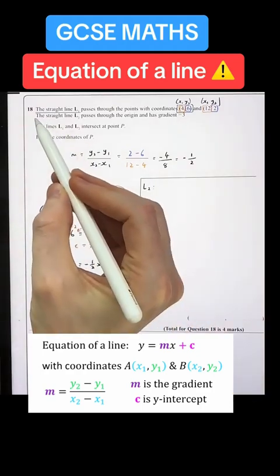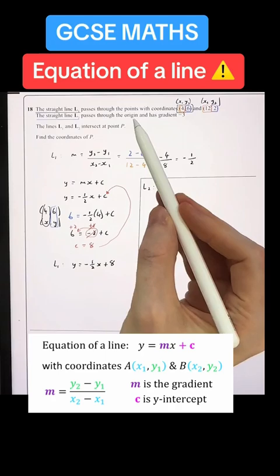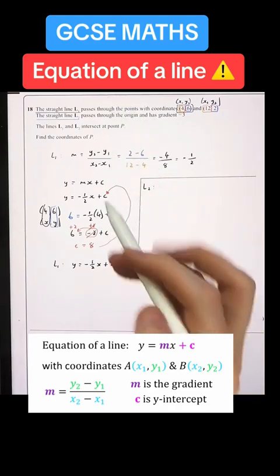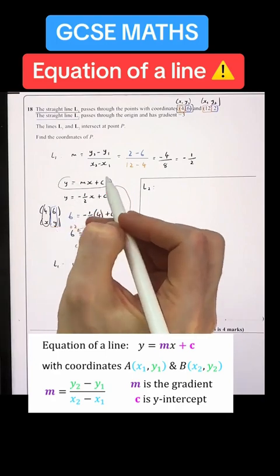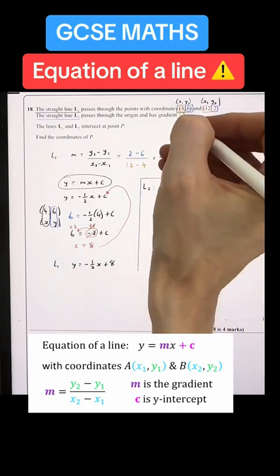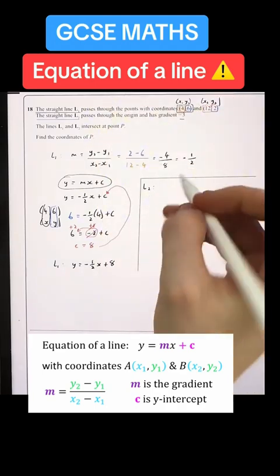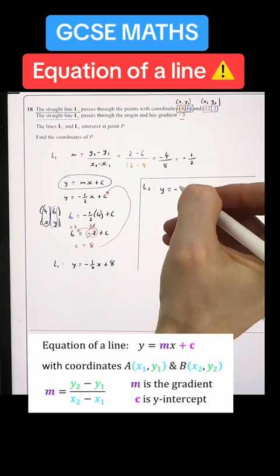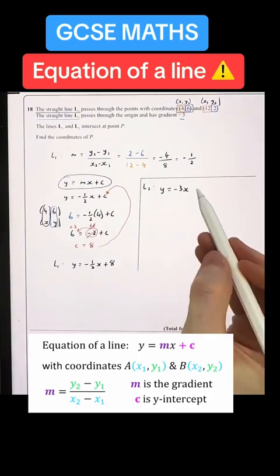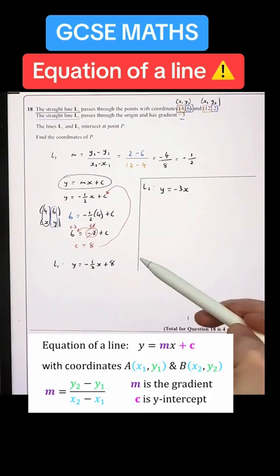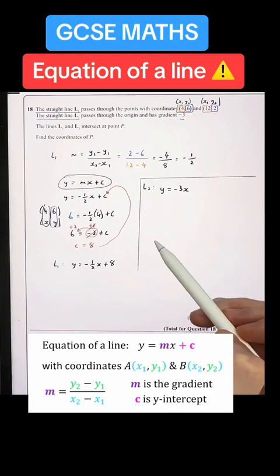The straight line L2 passes through the origin and has a gradient of negative 3. As it's a straight line, again we know it must take the form y equals mx plus c. This time I'm given the gradient straight away. I'm told the gradient is negative 3. So the line L2 must satisfy the equation y equals, instead of m, negative 3 lots of x, plus c. But as it passes through the origin, I know c is 0. Hence my equation for L2 is simply y equals negative 3x.